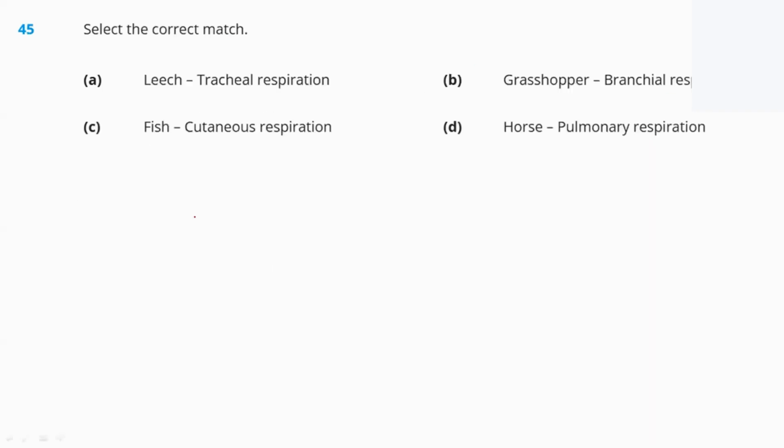Next, select the correct match. Earthworm is by tracheal respiration. No, they are slimy. They have moist skin, so they breathe through it. So this is wrong. Next is grasshopper's branchial respiration. No, this is also wrong. Next is fish is cutaneous respiration. This is also wrong. They have gills. And D is horse is pulmonary respiration. That is through lungs. So this is the correct match. So option number D is the right answer.